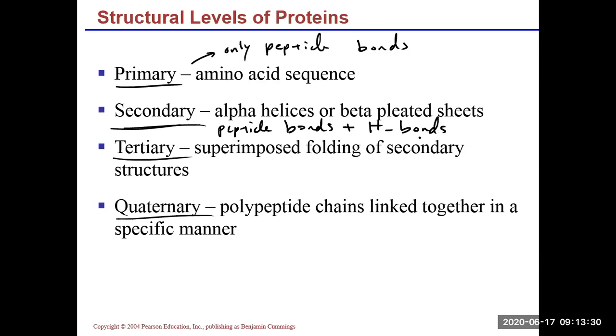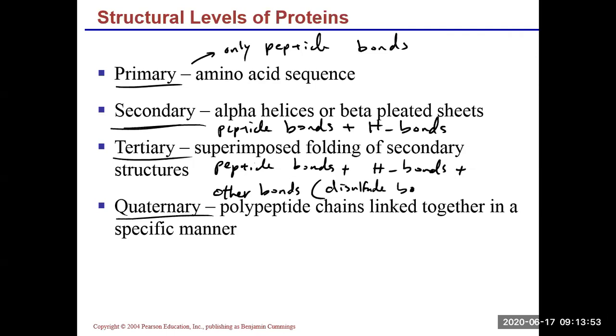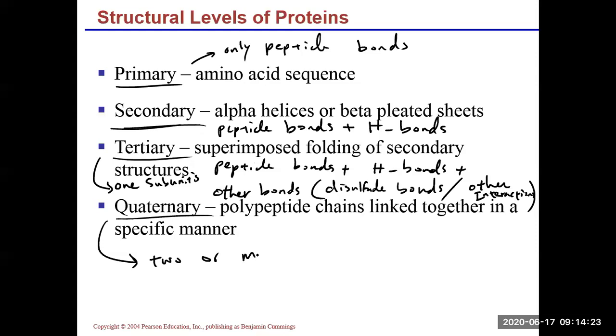All right, and tertiary structure is peptide bonds plus hydrogen bonds plus other bonds. This could be disulfide bonds, or other interactions, etc. Okay, so it gives it a three-dimensional structure, and this makes one subunit. When you have many subunits, two or more subunits, you get the quaternary structure.